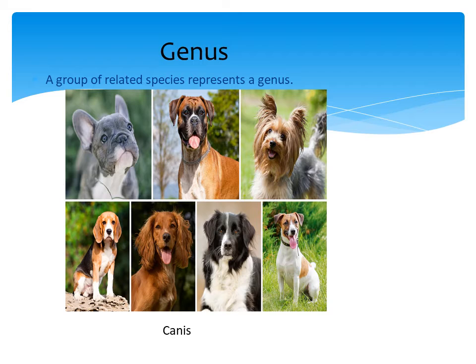The next higher category is that of genus. So, a group of related species represents a genus. In the previous slide, we saw that Labrador Retriever is a dog species. In the same way, German Shepherds, Siberian Husky, Poodle, Pomeranian, Rottweiler, and Pugs, they are all different species of dogs. And when different species of dogs come together, they form a genus, which is called the Canis. So all the dogs come under the genus Canis.